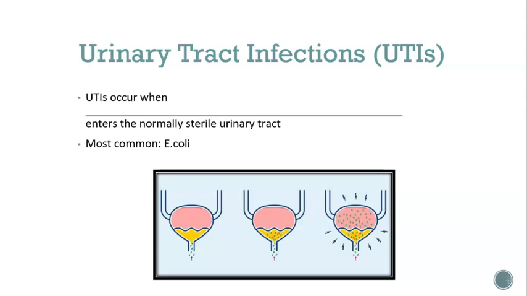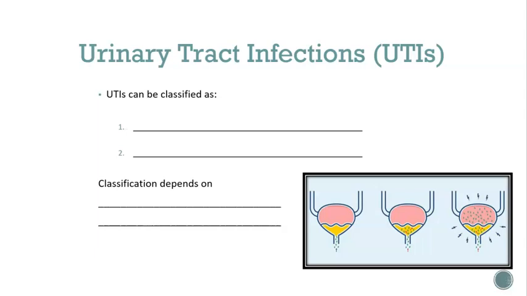The urinary tract is normally sterile. So when bacteria enters that normally sterile urinary tract, a UTI can occur. UTIs can be classified as complicated or uncomplicated, and that classification depends on how bad it was and what is affected.